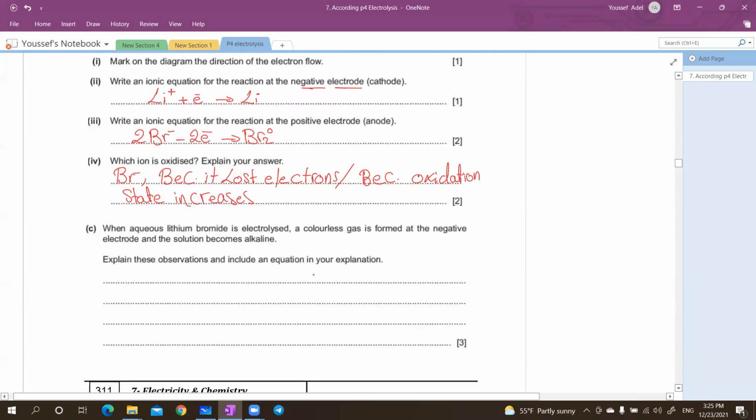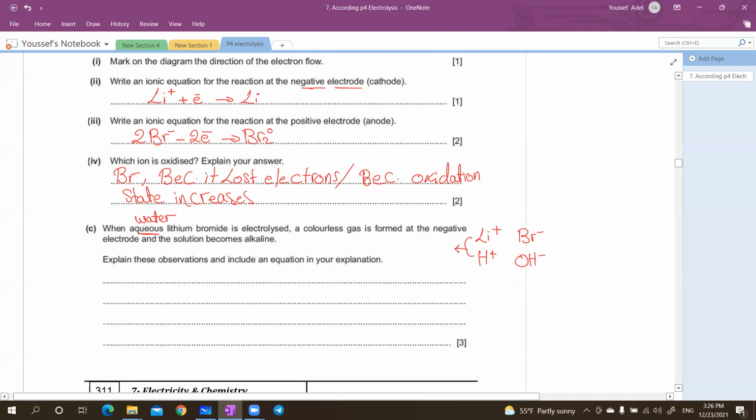When aqueous lithium bromide is electrolyzed, a colorless gas is formed at the negative electrode and the solution becomes alkaline. Explain these observations and include an equation in your explanation. Now we have water with the lithium bromide. Aqueous means dissolved in water. So there are 4 ions, the lithium and the bromide, and the H plus of the water, and OH minus of the water, the hydroxide negative ion.